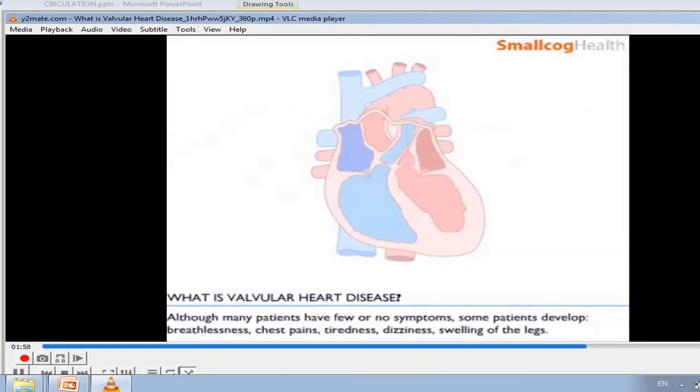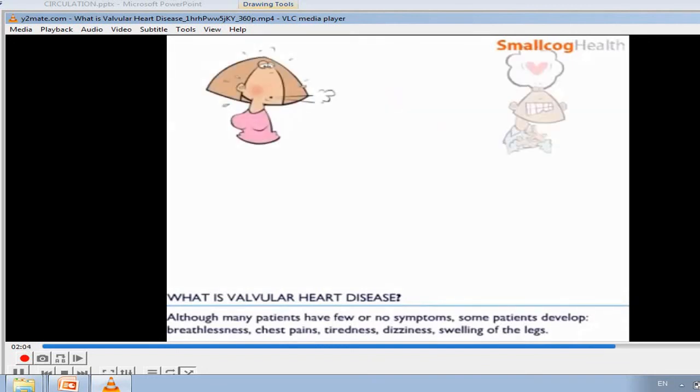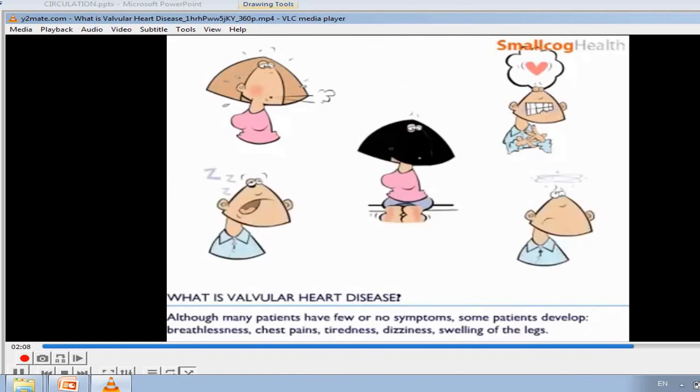Although many patients have few or no symptoms, some patients develop breathlessness, chest pains, tiredness, dizziness, swelling of the legs. The symptoms of valvular heart disease will vary depending on which valve is affected. Even after a valve problem has been diagnosed, patients may go many years without developing any symptoms.